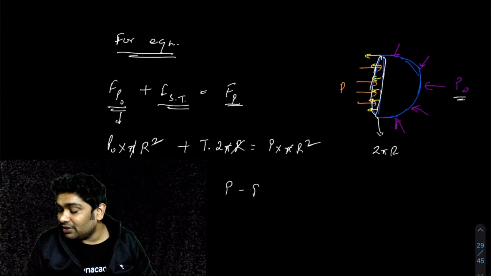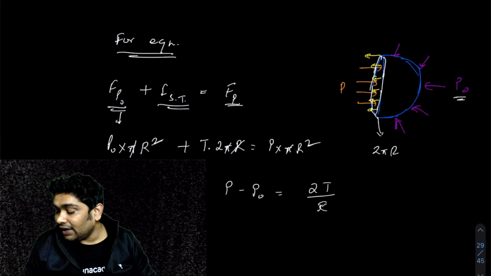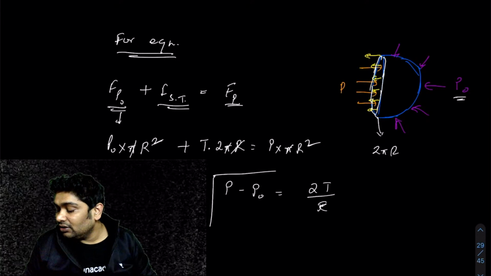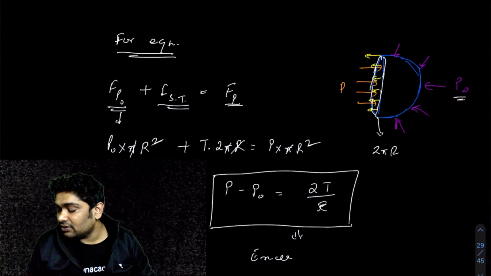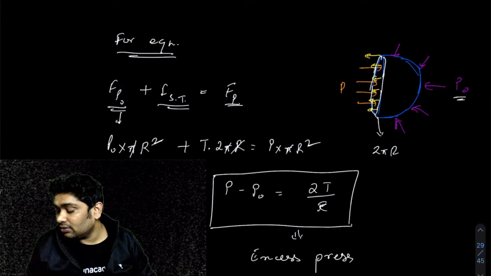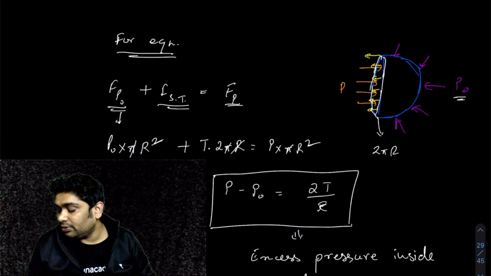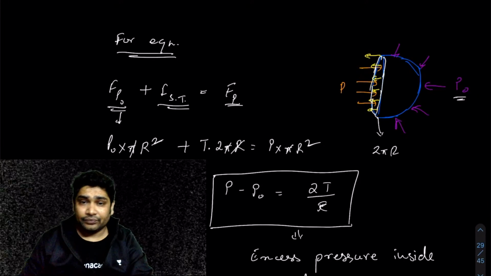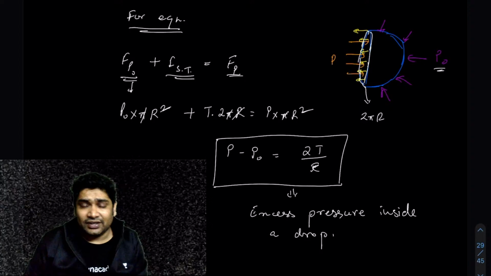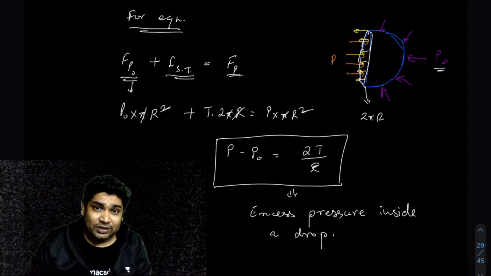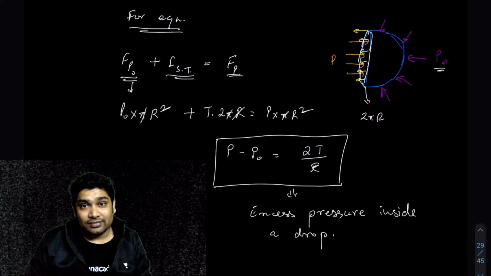When you work out this equation, you can cancel these, and what you realize is P minus P naught equals 2T over R. That is called the excess pressure inside a drop. Again, I hope this is clear. A very simple derivation. Excess pressure inside a drop is 2T over R, where R is the radius of the drop and T is the surface tension of the liquid.